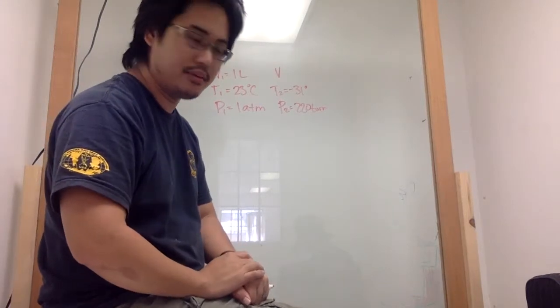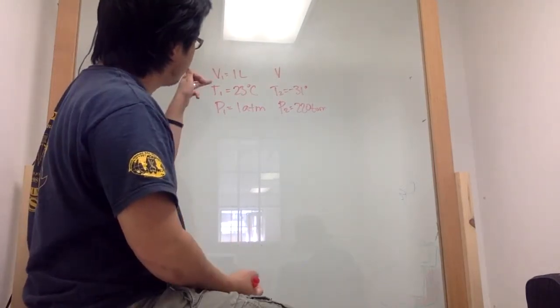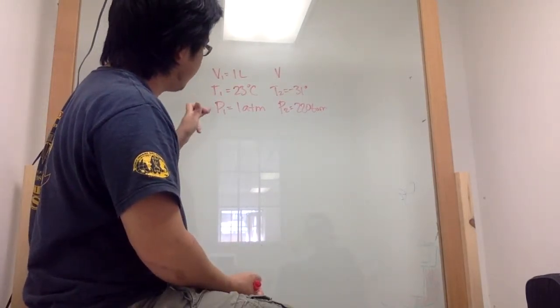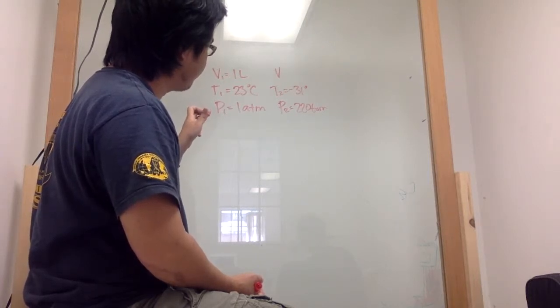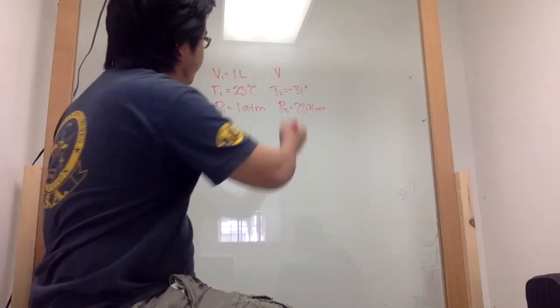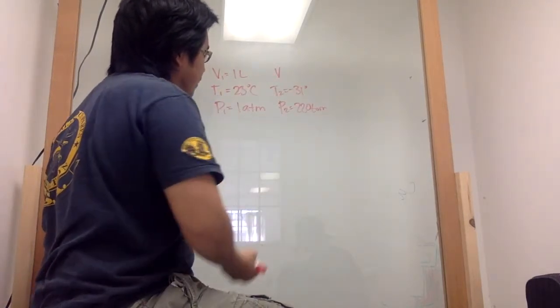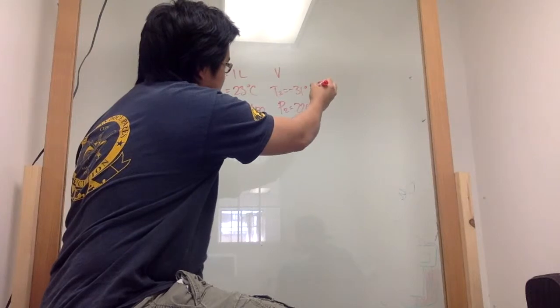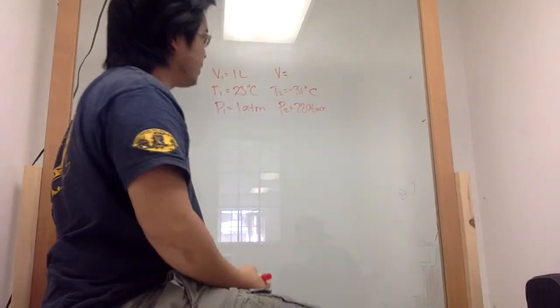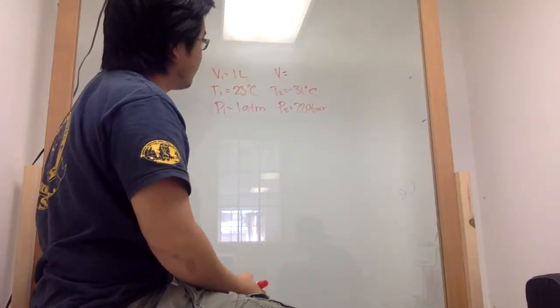A sealed balloon is filled with 1 liter of helium at 23 degrees Celsius, and 1 atm. The balloon rises to a point in the atmosphere where the pressure is 220 torr and the temperature is negative 31 degrees Celsius. Okay, and then what is it asking?